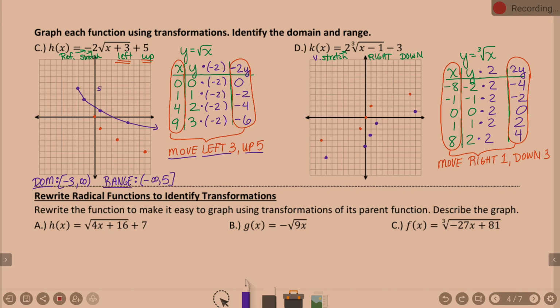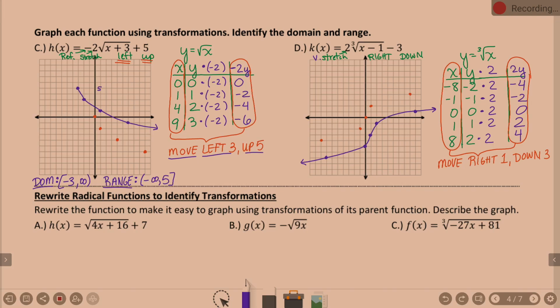Okay. For me, it's the purple points. It's a stretch, so it's a little bit bigger curve, isn't it? But it didn't reflect this time, so it's still right side up. Okay. What's the domain? All real numbers. What's the range? All real numbers.